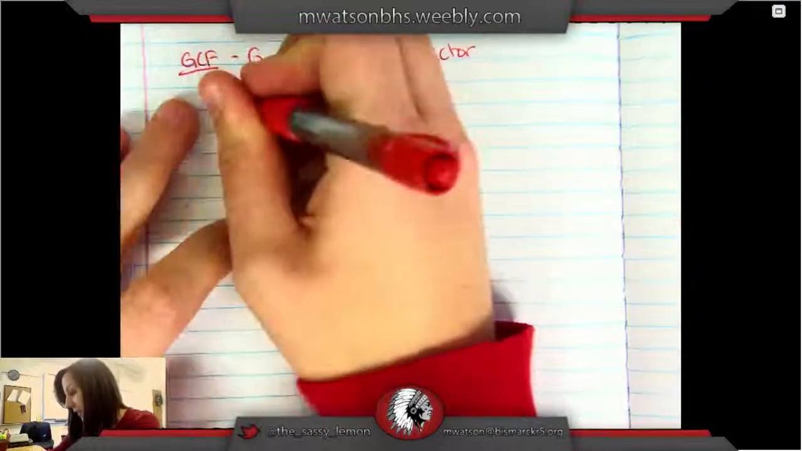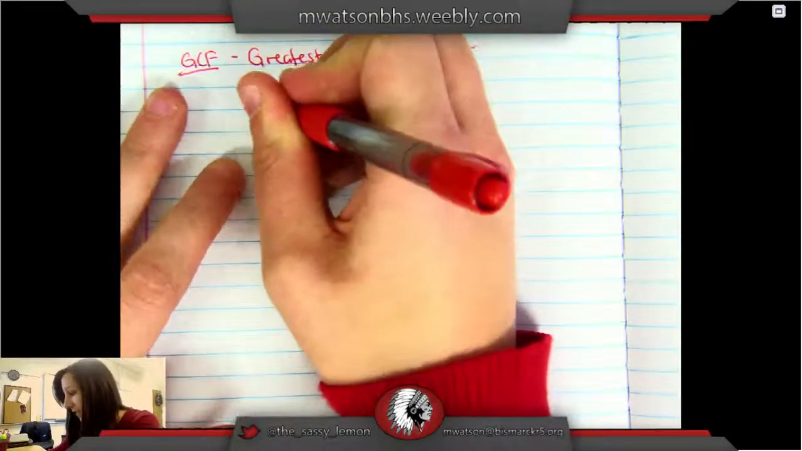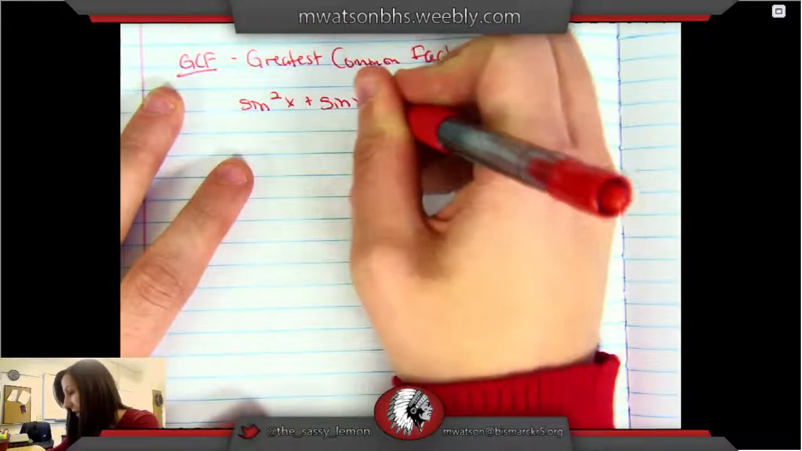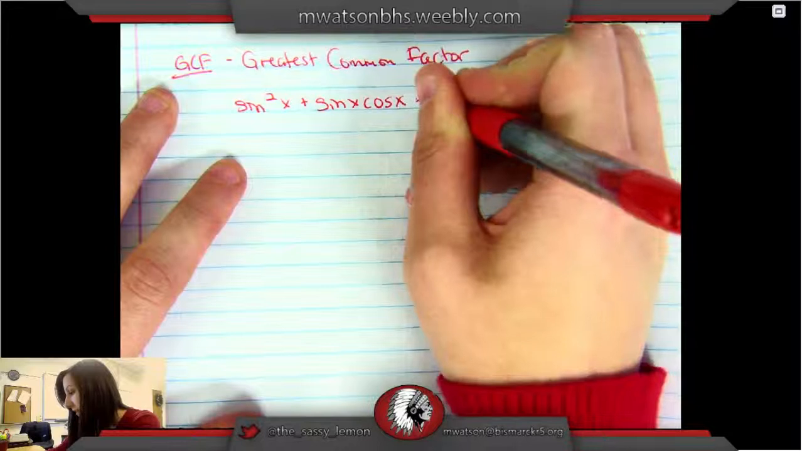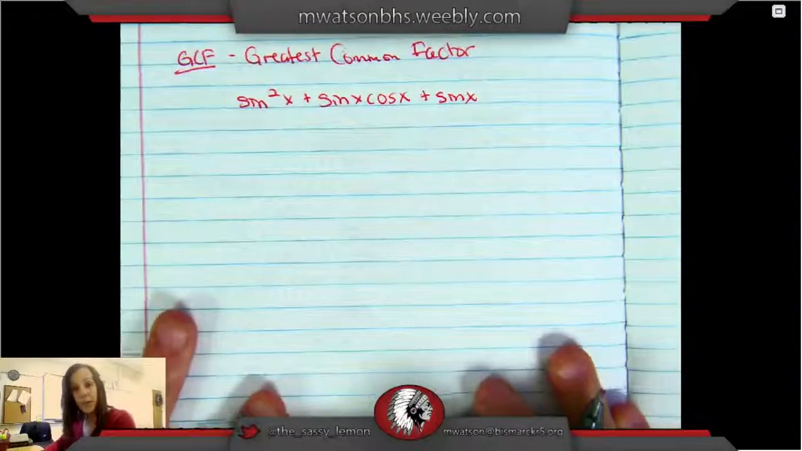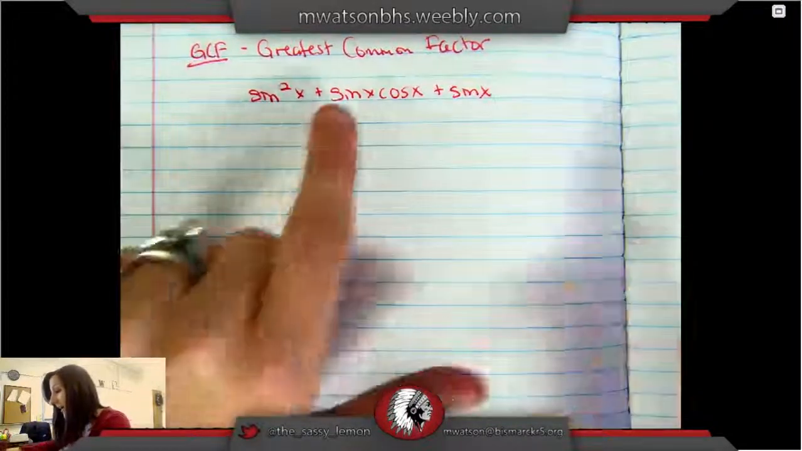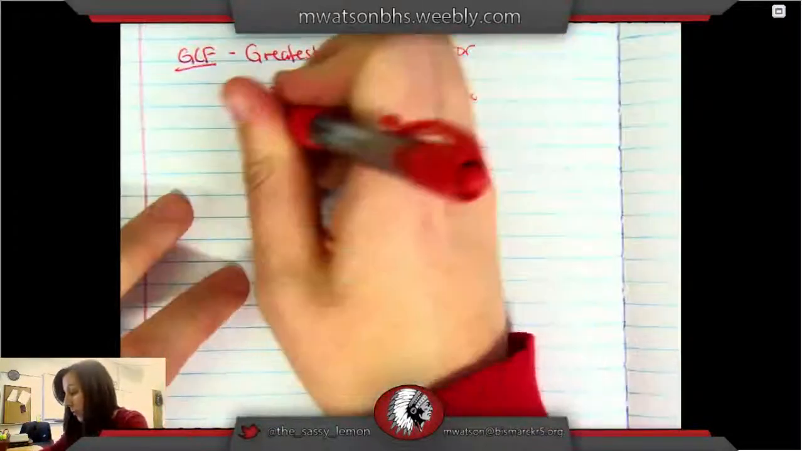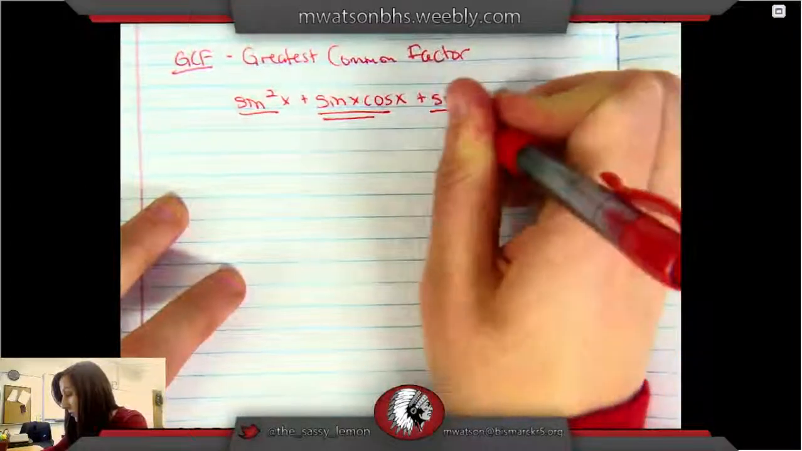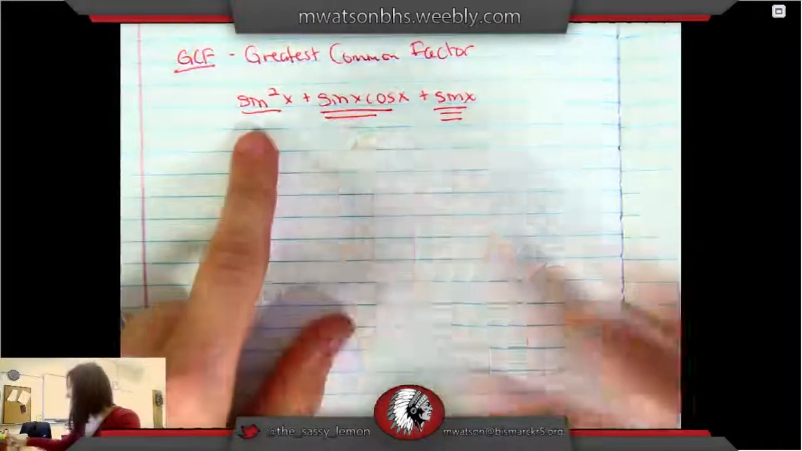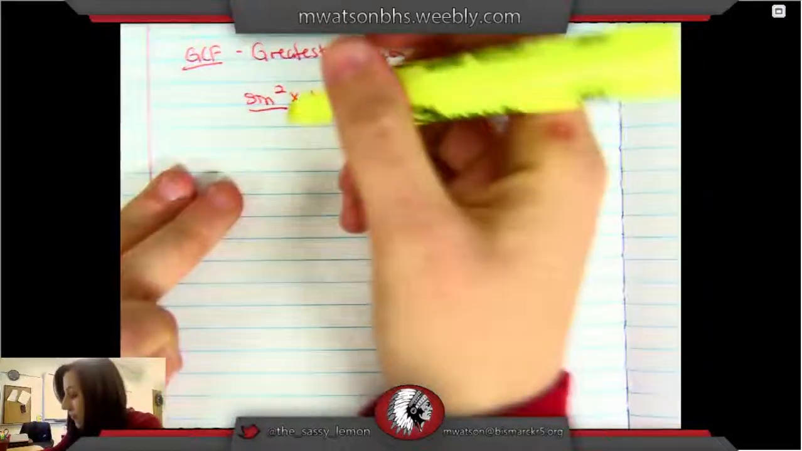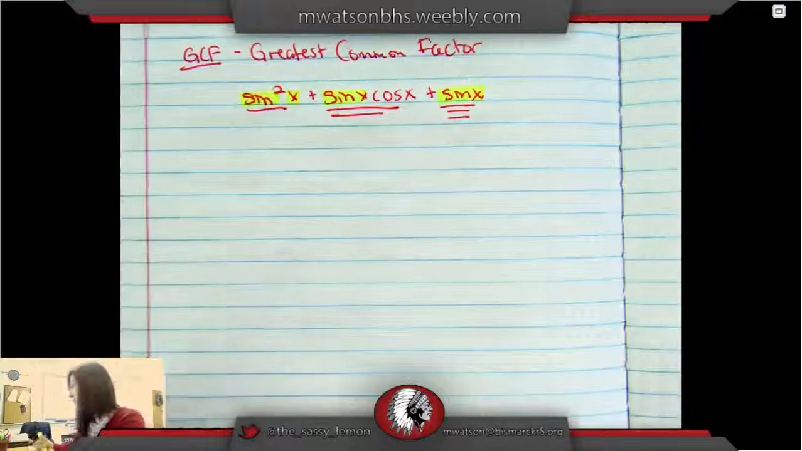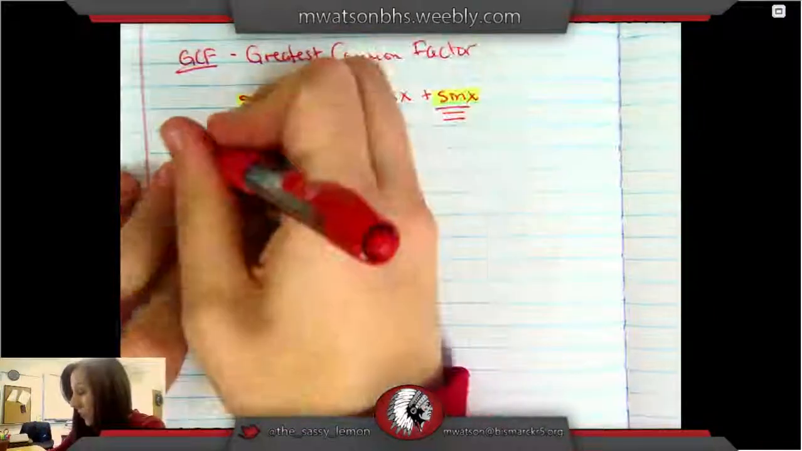So for example, say you have sine squared x plus sine x cosine x plus sine x. Well, you can see there's a bunch of sines there, and these addition symbols are separating each of these three terms. Term 1, term 2, term 3. And they all have a sine portion. This actually has two sines, but since they all have one, we can factor that out, and that means pull it out front.